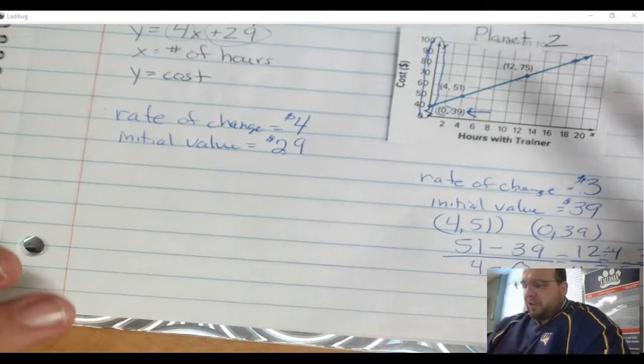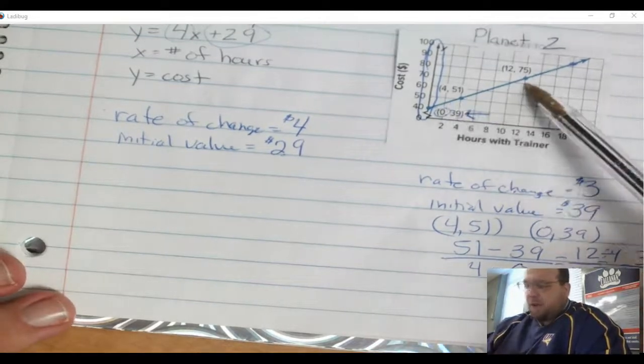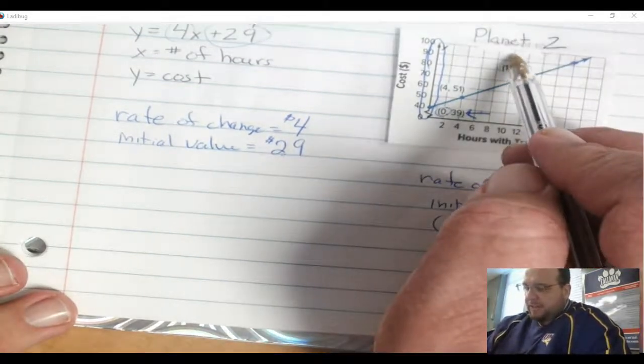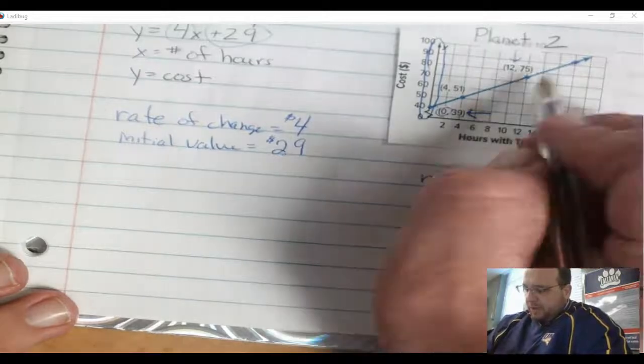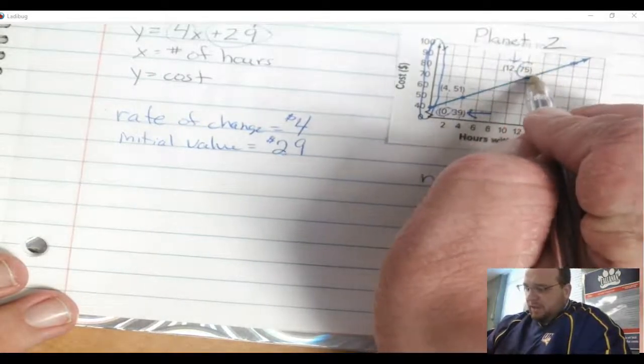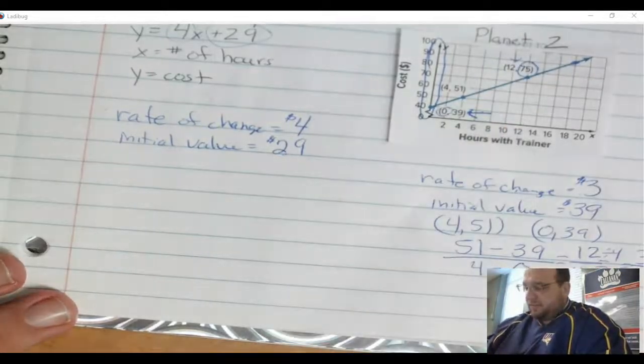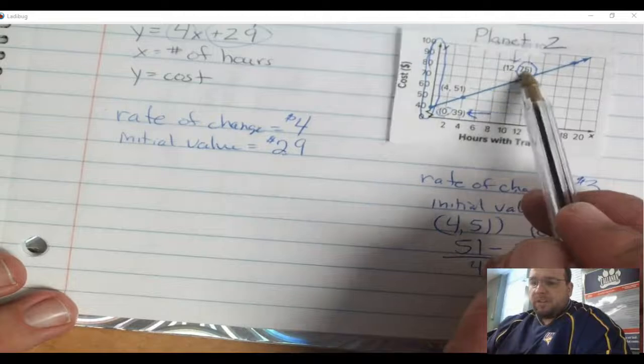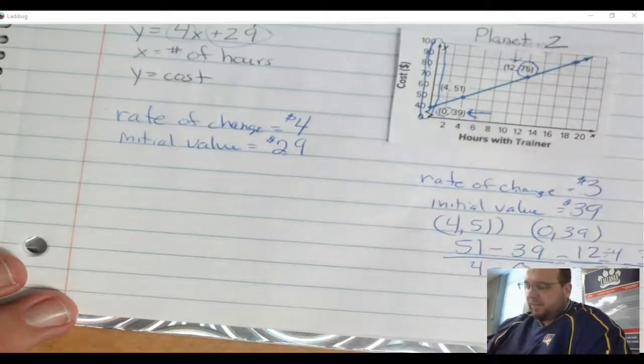Okay, so what I can do is I can look at my graph to figure out the 12 hours, and I look for where x is 12, and it's right here. And so I see that 12 hours, it's $75. Okay, so for 12 hours, it's going to be $75 for Planet Z.